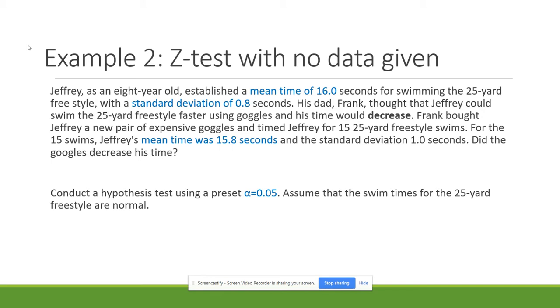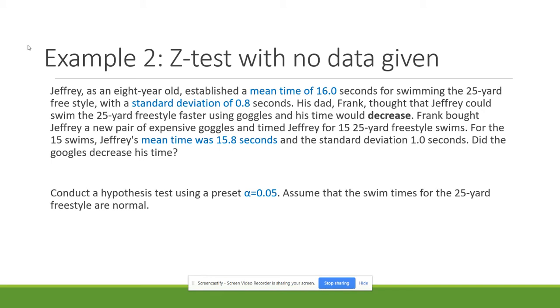All right, so let's talk about what we have. So I know I have a population mean, which is 16. I know I have a population standard deviation, which is 0.8. And you might be like, how do you know that? I know that because I'm given a sample. If I go later in the problem, I'm given a sample, and they told me that the sample had 15 swims, which is my sample size, a sample mean of 15.8, and a sample standard deviation of 1.